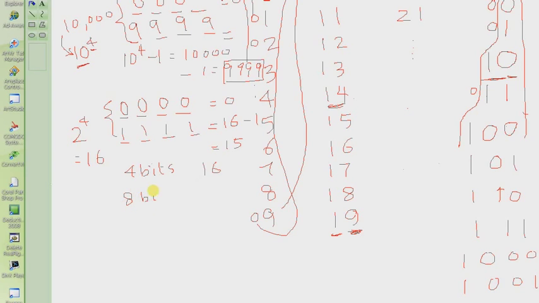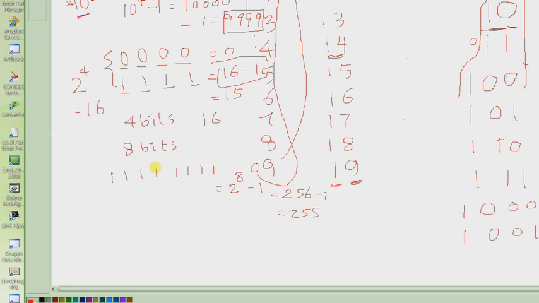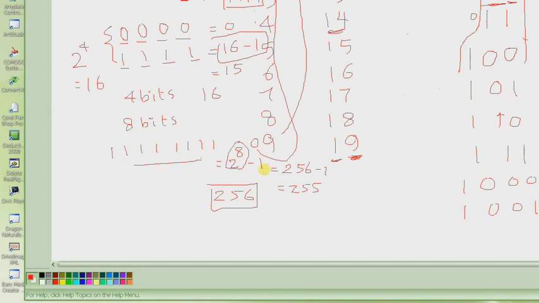If we are given 8 bits, what is the largest we could write? 1111 1111, which is 2 to the power 8 minus 1. The same formula as here: 2 to the power 4, which is 16, minus 1 equals 15. So this gives us 2 to the power 8, which is 256, minus 1, which gives us 255. This is the largest number that I can write. And how many total numbers? 2 to the power 8, 256 numbers total, from 0 to 255.